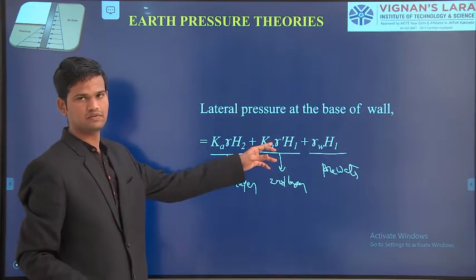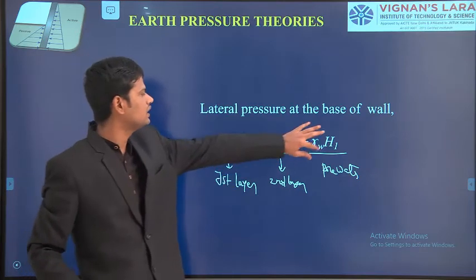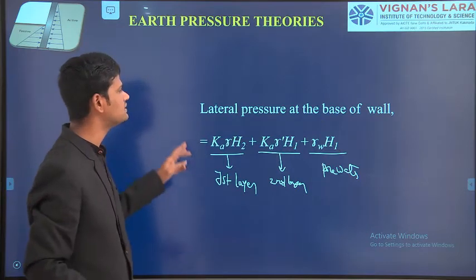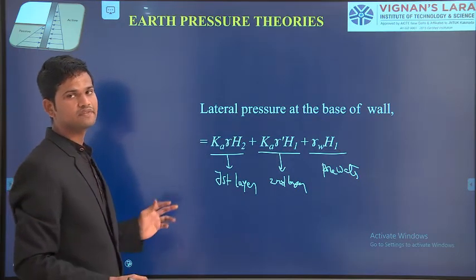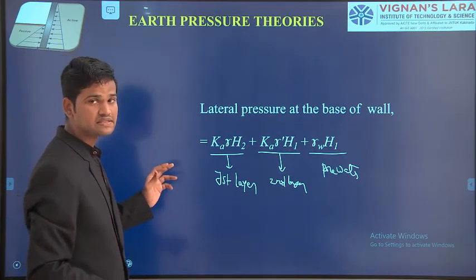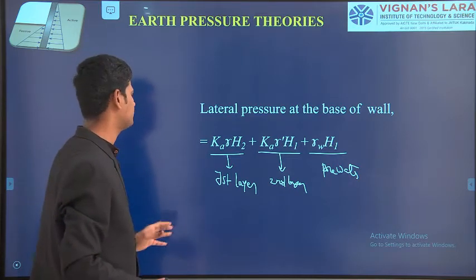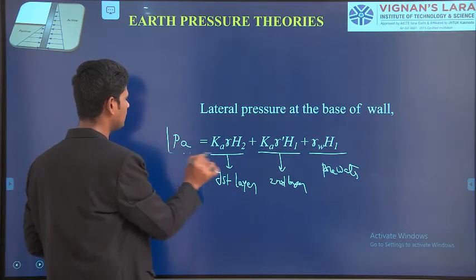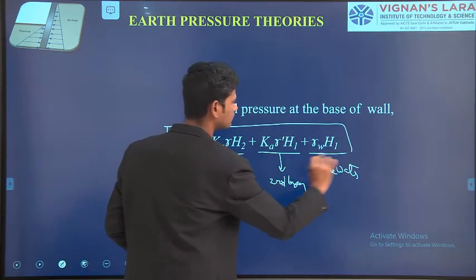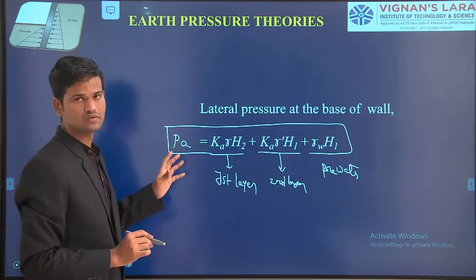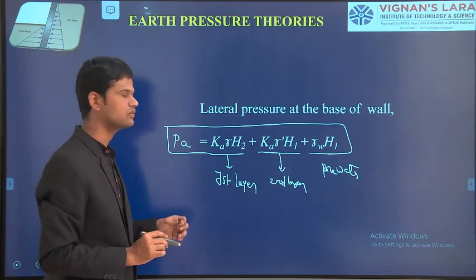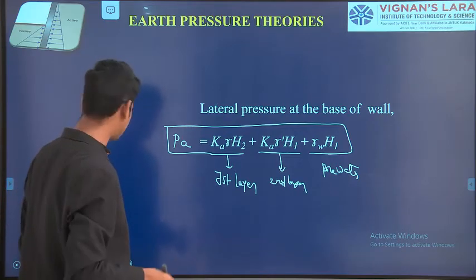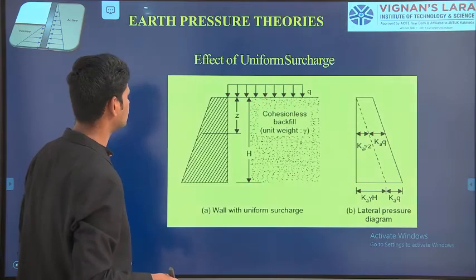If the soil is in a moist condition or dry condition, in those cases the gamma W into H1 term we won't consider. Okay, this is the condition. This is the formula for the lateral pressure at the base of the wall when the soil mass has the effect of partially submergence. Finally, we have to remember this. While solving problems, you have to substitute these parameters directly and solve for the values. Okay, this is how we calculate the lateral earth pressure for the effect of partially submergence.